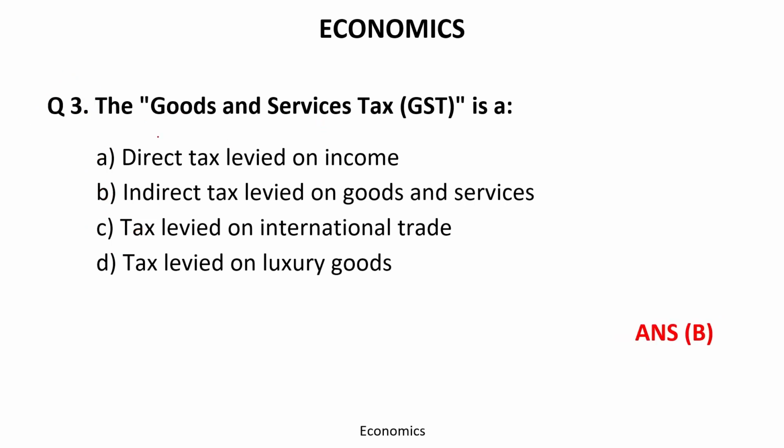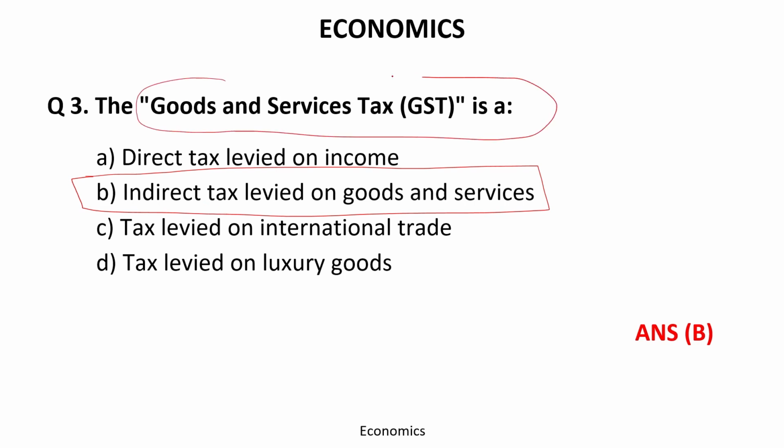Time's up. The correct answer is B. Indirect tax levied on goods and services. Basically, I had told you GST was introduced in the year 2017. It was introduced to eradicate the multiple indirect taxes and combine them into only one tax for all the goods and services. So remember these details.